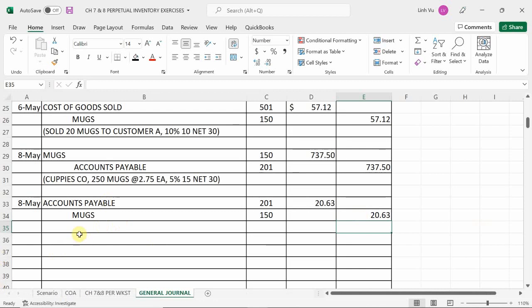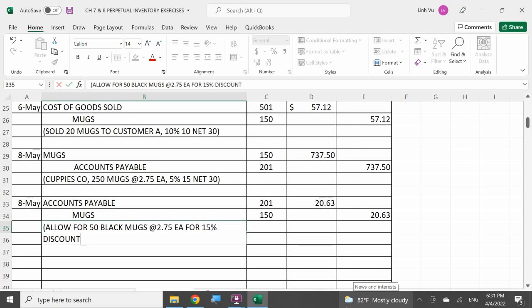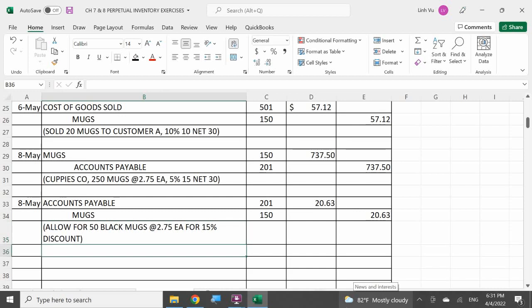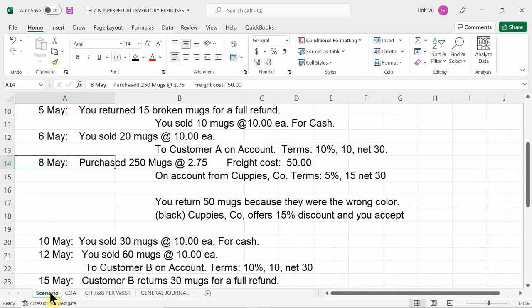And then I need to make my note that I end up getting an allowance for 50 black mugs at $2.75 each for 15% discount. So that's what happened on May 8th.